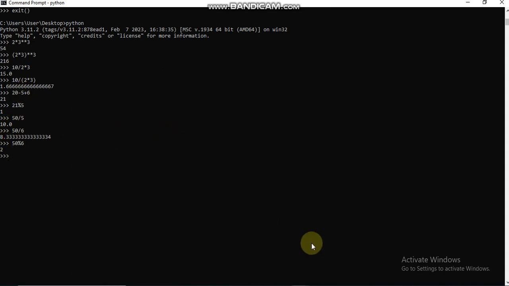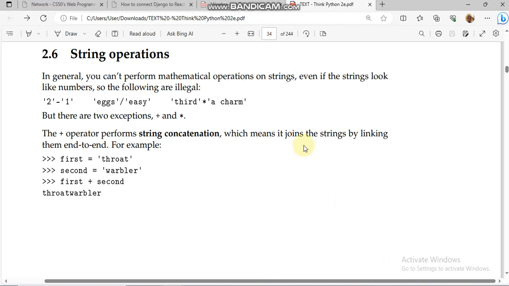So that is for the modular operator. Now let us look at string operators. In general, you can't perform a mathematical operation on strings even if the strings look like numbers. So the following are illegal.